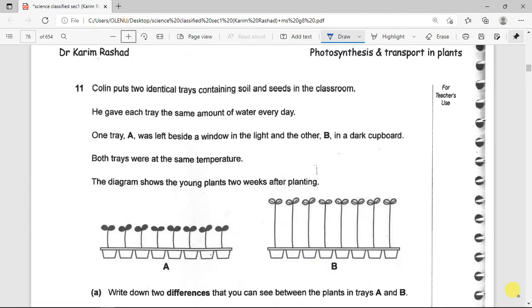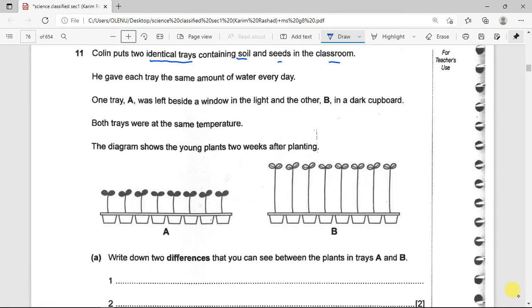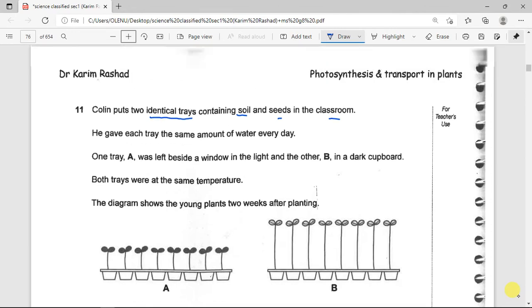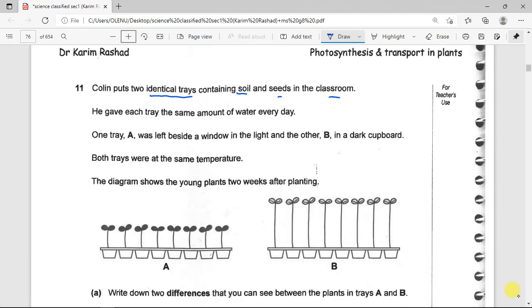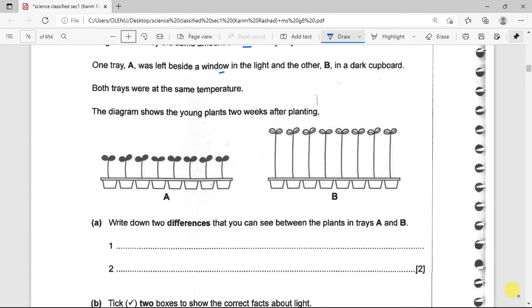Next, Collins put two identical trays containing soil and seed in the classroom. He gave each tray the same amount of water every day. Now, one tray A was left beside a window in the light, and the other tray B in the dark cupboard. Both trays were at the same temperature.